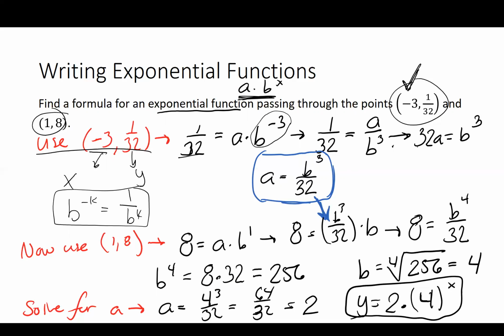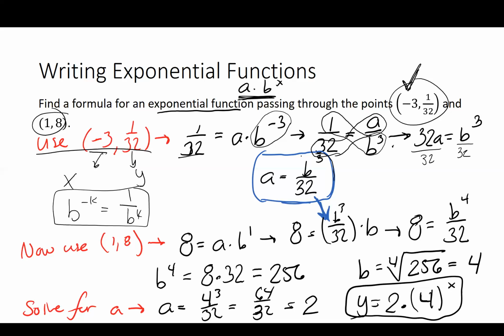So I solve for b, and the way you don't see me do this is I use cross multiplication here. So I get 32a is equal to b cubed. I'm going to divide both sides by 32.